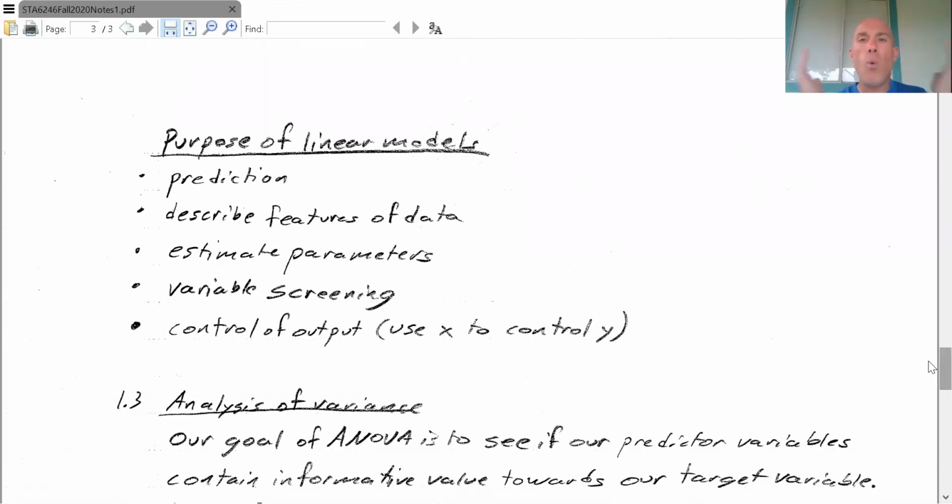Now, why do we want linear models? Why is this important? Well, the first one is the sexiest one, prediction. We want to be able to predict y when I know what x is. I want a crystal ball. I know the x value, I want to predict the y value. Another one is to describe features of the data. So I want to describe the relationship, like maybe the correlation of something, the strength of the relationship, something like that. Another one is to estimate parameters. This is one that actually comes up a lot in my work, where we're trying to figure out, okay, I only have so much time to spend on this project.